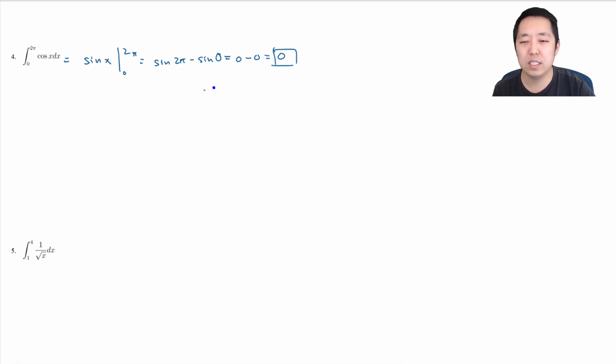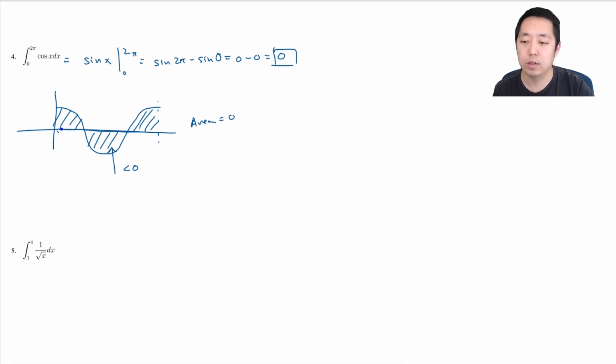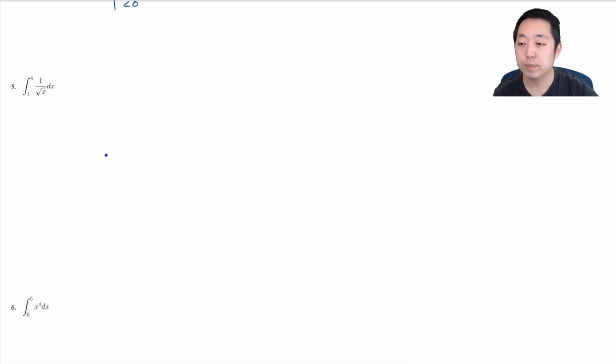Now, does it make sense that this area should be 0? Well, this is one period of a whole cosine. And as far as integrals are concerned in terms of area, anything below the x-axis is negative area. Anything above the x-axis is positive area. So this area will cancel out this negative area. So the total area is 0. Because this area down here is less than 0, and it's sort of symmetric around the axis, right?